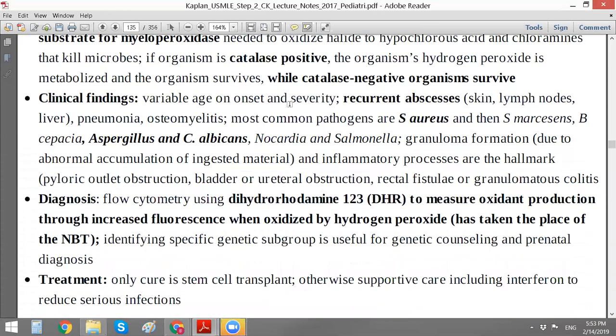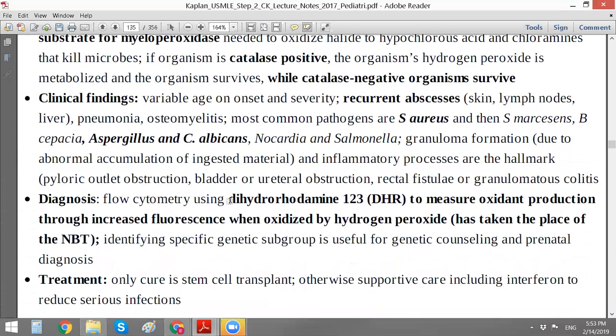Variable age of onset and severity, recurrent abscesses, S aureus and then S marcescens, B cepacia, Aspergillus, C albicans, Nocardia. So inflammatory processes are the hallmark, leading to pyloric outlet obstruction, bladder and urethral obstruction, rectal fistulae, granulomatous colitis.